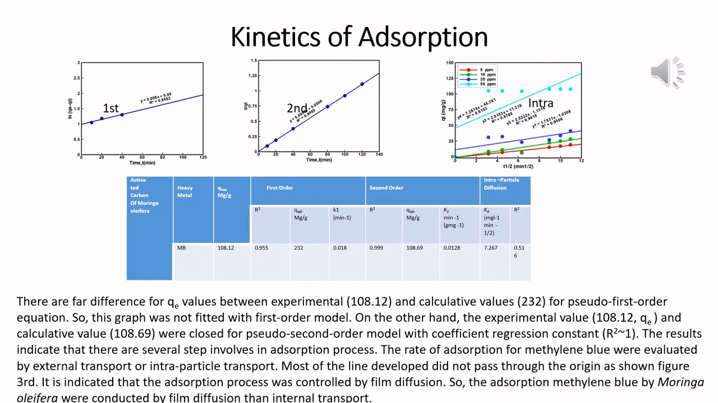The rate of adsorption for methylene blue is evaluated by external transport or internal transport. Most of the lines developed did not pass through the origin, as shown in figure three. It indicates that the adsorption process was controlled by film diffusion. So the adsorption of methylene blue by Moringa oleifera was conducted by film diffusion, then internal transport.